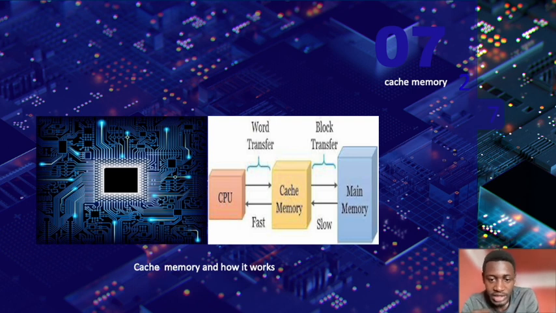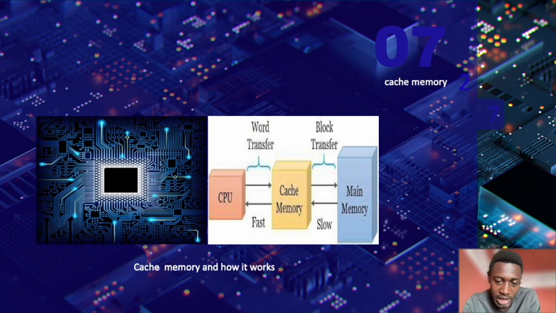Let's say the cache memory is full, but the CPU needs some data and fetches it from the main memory, and it might need that data in the near future. What it does is that it will replace the least frequently used data and instructions in the cache memory with the new data, so that in the near future, if it needs that information again, it will just go to the cache memory and use it. So that's how the cache memory works.